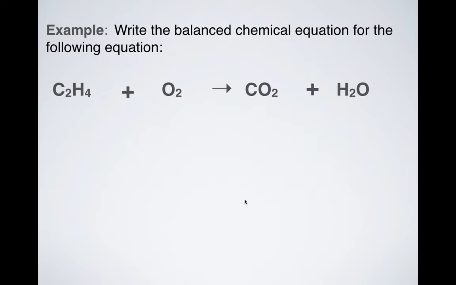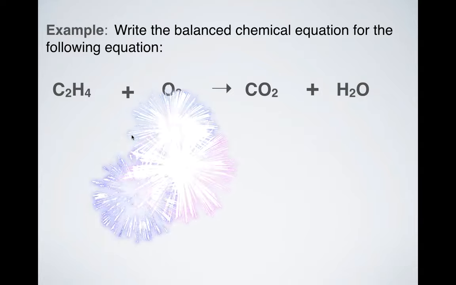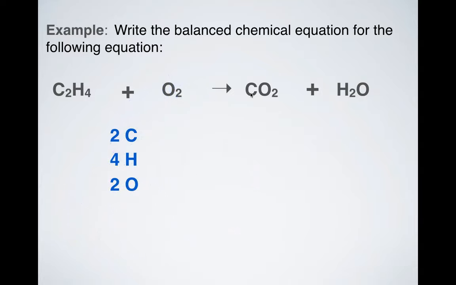Last example. Let's balance this. Okay, so I've got two carbons, 4 hydrogens, and 2 oxygens on this side. I've got 1 carbon, 2 oxygens. Oh, wait, no, 3 oxygens. No, look, I've got 2 here. I've got 1 there. That's 3 oxygens. And I've got 2 here for my hydrogens.